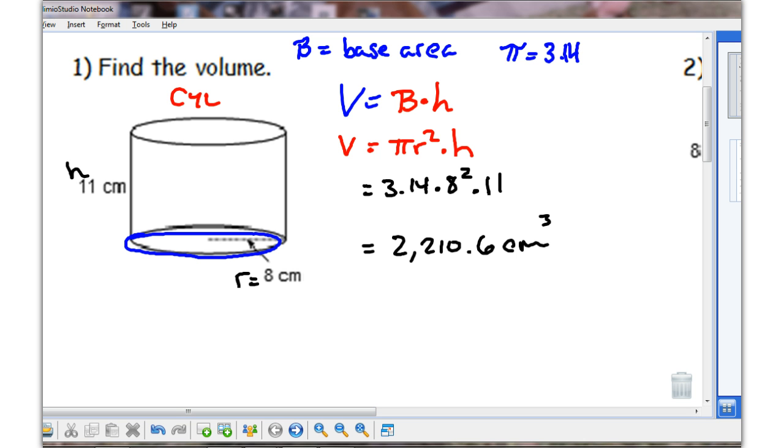Again, when we're talking about volume, the units are always going to be cubic units. If we're talking about surface area, it's going to be units squared. And if we're trying to find a missing height or base, if it's an actual length, that's just going to be units, like centimeters or inches.